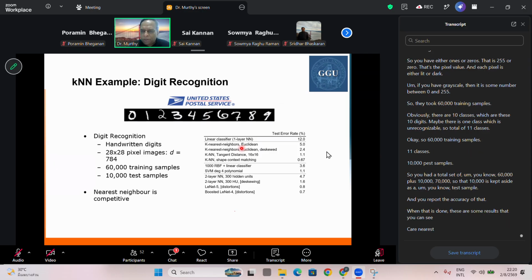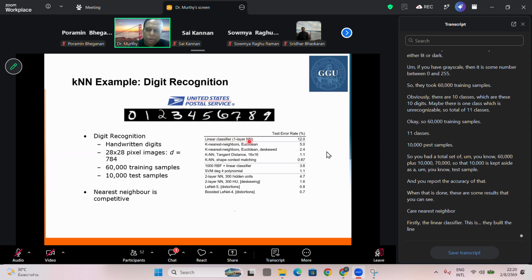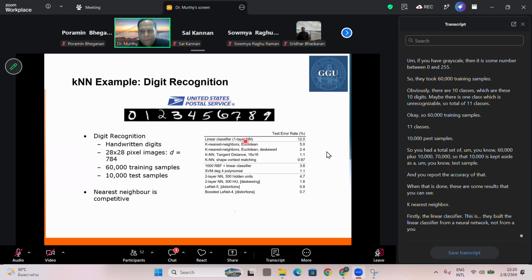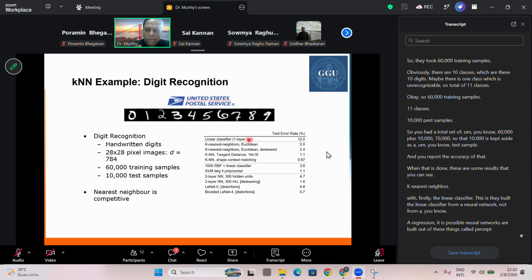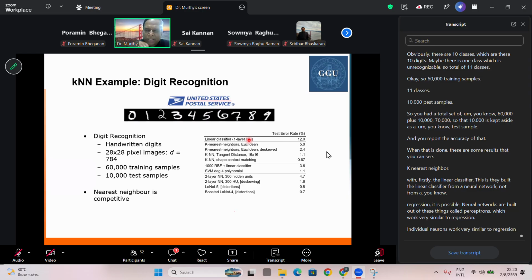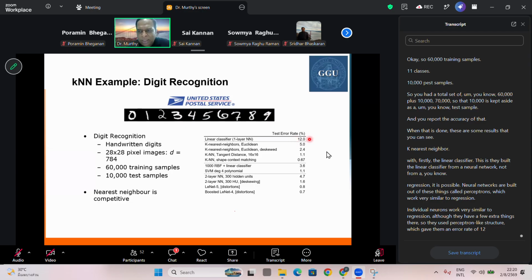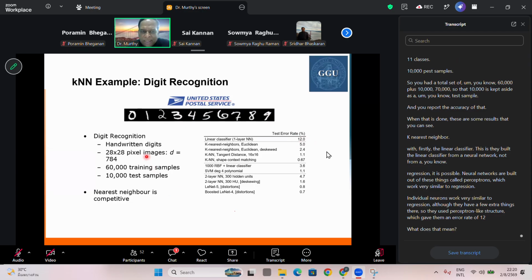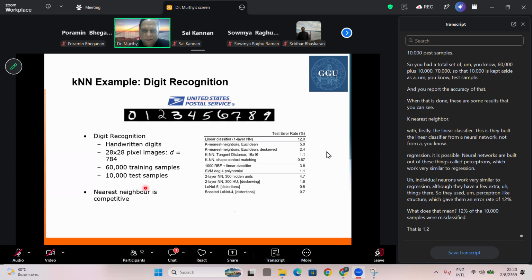K nearest neighbor with, firstly, the linear classifier. They built the linear classifier from a neural network, not from a regression. It is possible. Neural networks are built out of these things called perceptrons, which work very similar to regression. Individual neurons work very similar to regression, although they have a few extra things there. So they used a perceptron-like structure, which gave them an error rate of 12%. What does that mean? 12% of the 10,000 samples were misclassified. That is, 1,200 samples were misclassified.